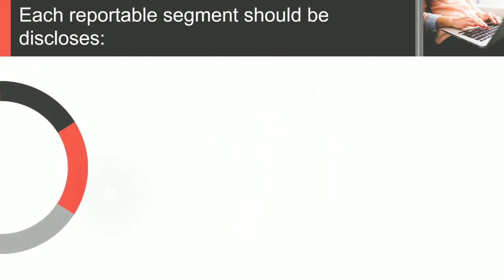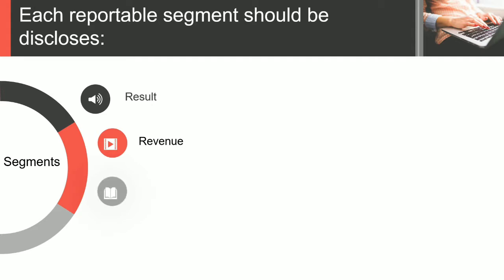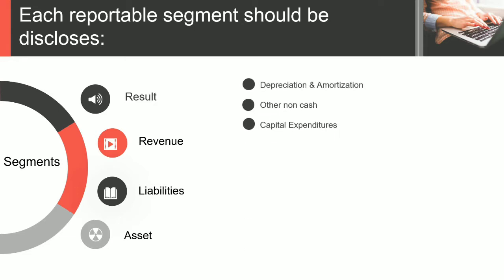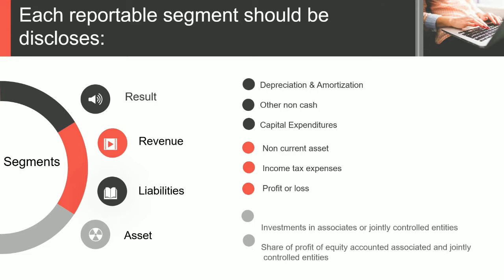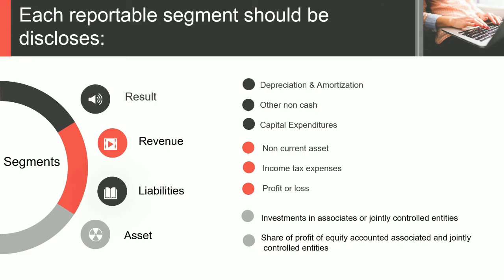Each reportable segment should be disclosed: segment result, segment revenue, segment liabilities, segment asset, depreciation and amortization and other non-cash items, capital expenditure, non-current asset, income tax expenses, profit or loss, investment in associates or jointly controlled entities, and share of profit of equity accounted associates and jointly controlled entities.